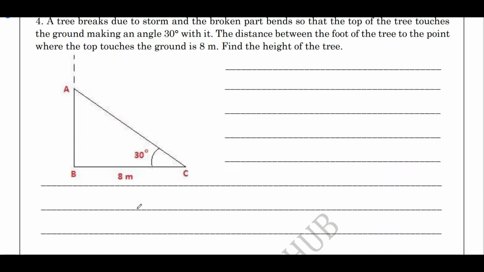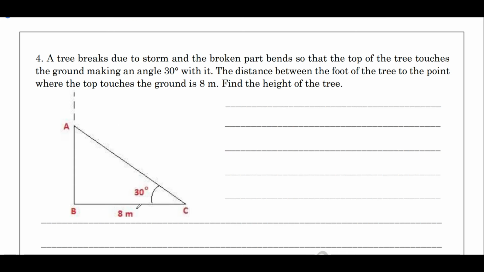A tree breaks down due to a storm. The broken part bends so that the top of the tree touches the ground, making an angle of 30 degree with the ground. See here, the height of the tree is what?